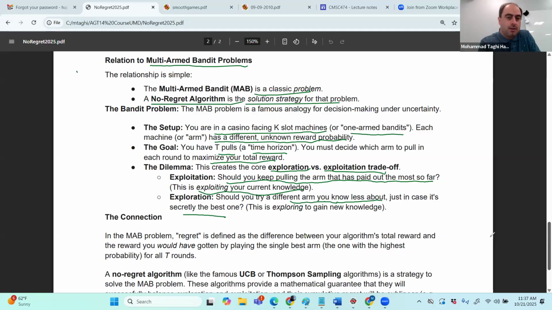So again, for this kind of multi-armed bandit, the typical thing is that the regret is defined the same way that we have defined it: the difference between your algorithm's total reward and the reward you would have gotten by playing the single best arm, the one that has the highest probability, over all T rounds.